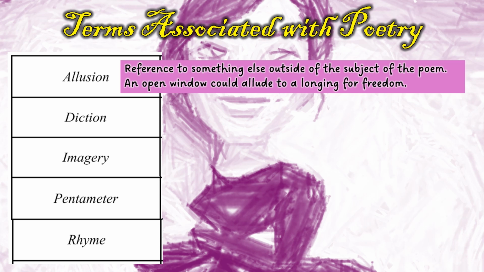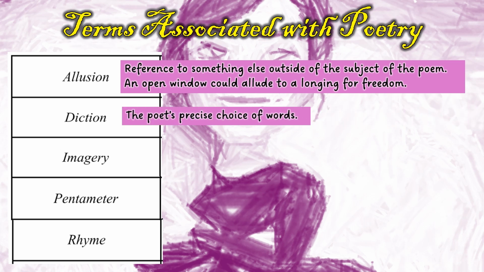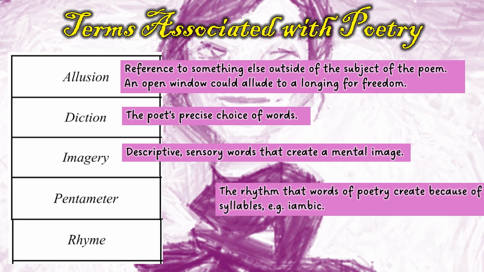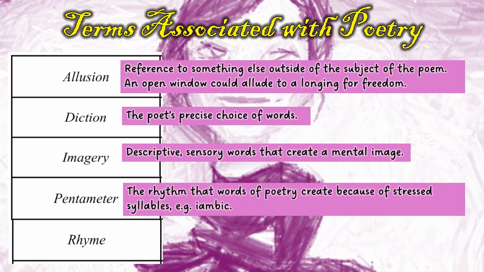Allusion is reference to something else outside the subject of the poem. For example, an open window could allude to a longing for freedom. Diction. This is the poet's precise choice of words. Imagery. This is descriptive sensory words that create a mental image, such as a simile or a metaphor. Pentameter. This is the rhythm the words of poetry create because of stressed syllables.